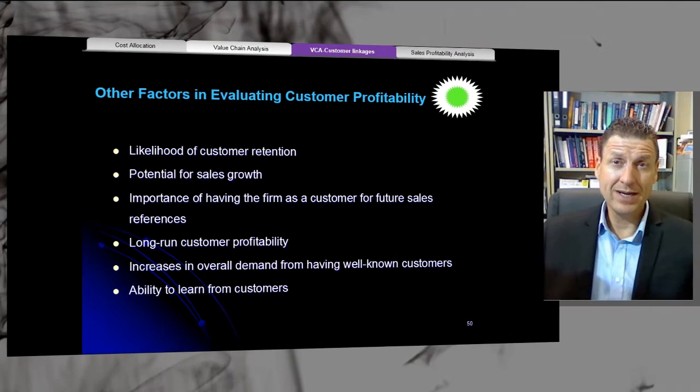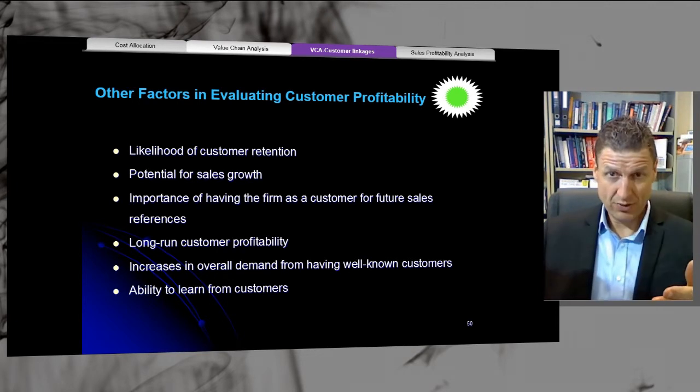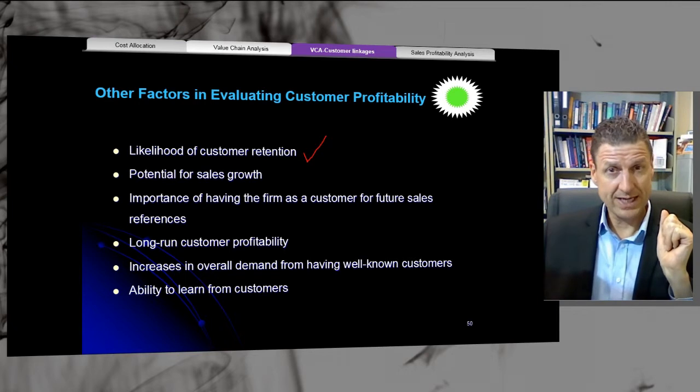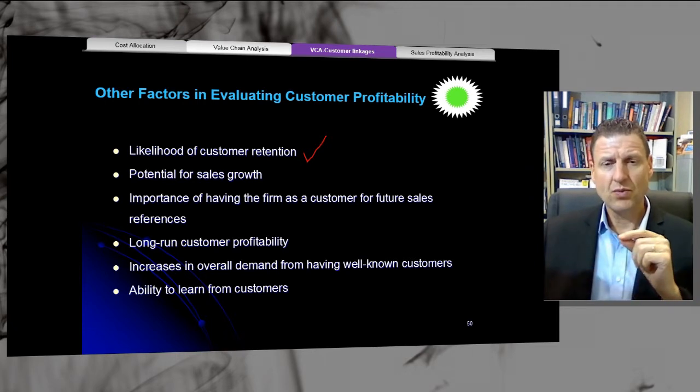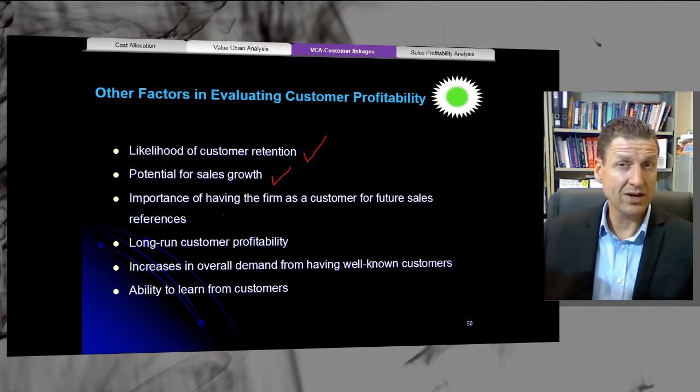So there are many other factors that we need to consider in evaluating customer profitability. For example, the likelihood of customer retention. It's very important that you think about the cost of retaining customers, and we need to also think about the potential for sales growth. Sometimes the unprofitable customers may turn out to be profitable in the long run.